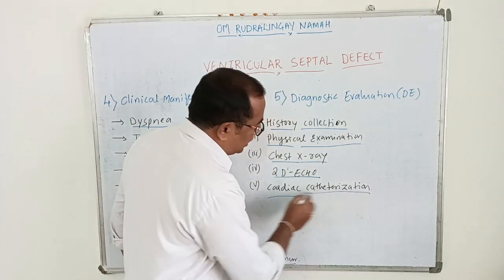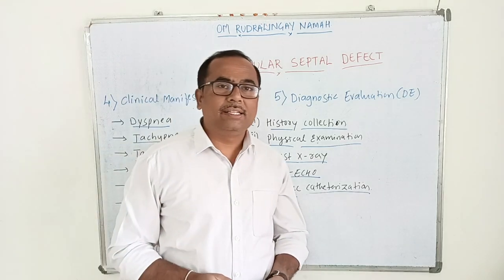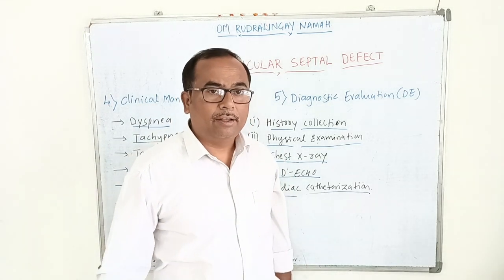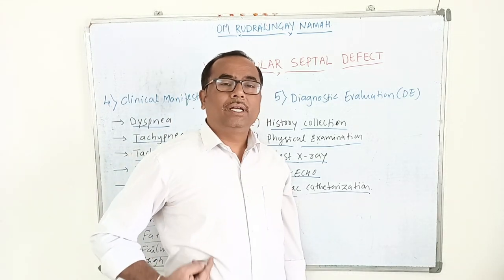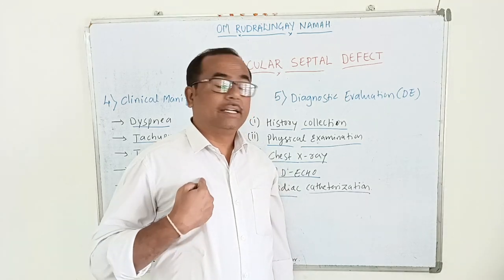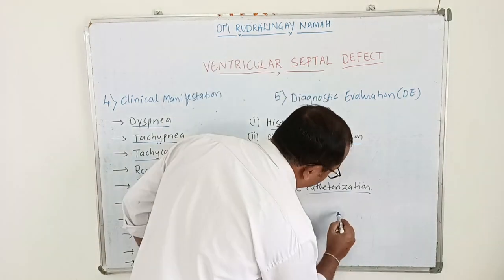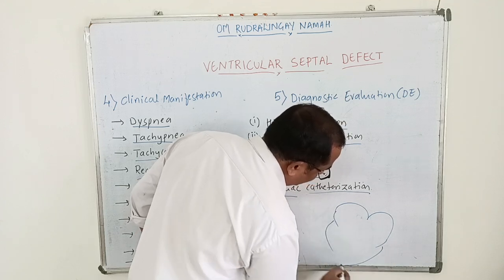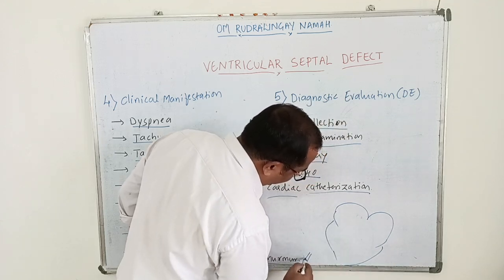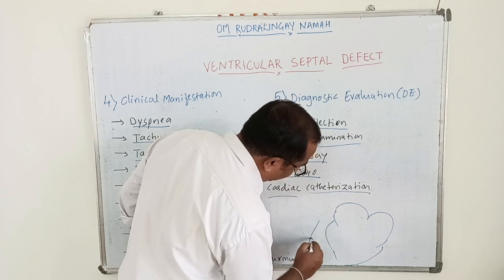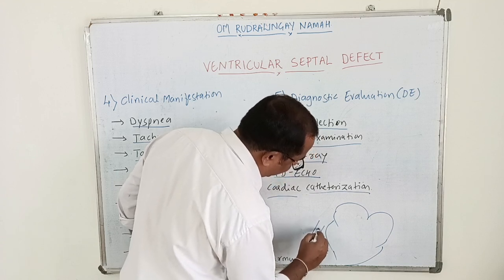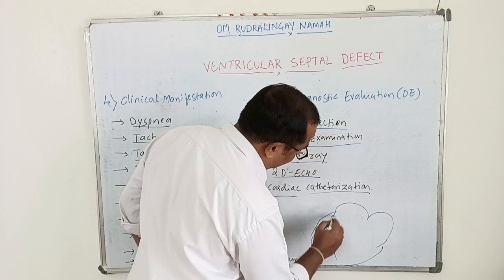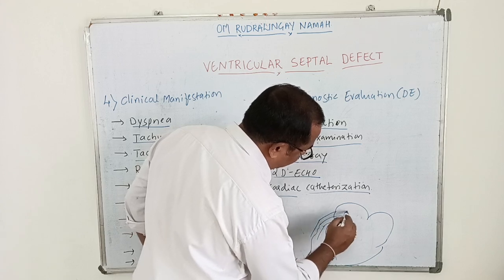Next, we can also do cardiac catheterization. Cardiac catheterization means we will insert a catheter. We insert the catheter from the femoral vein to the inferior vena cava, and then the catheter is advanced. The catheter is advanced through the inferior vena cava, and then the catheter will enter into the right atrium.